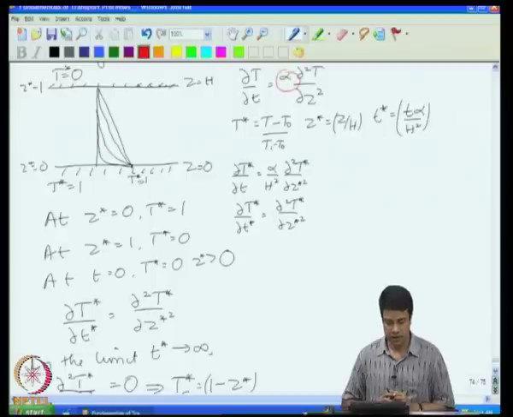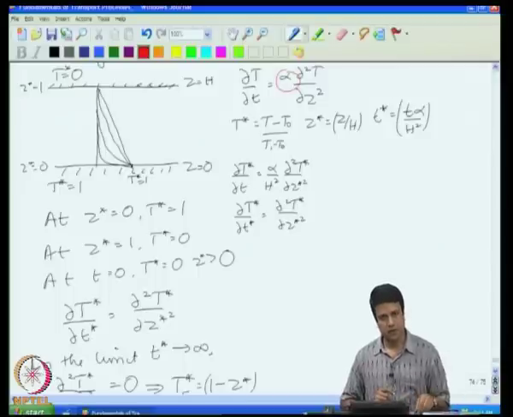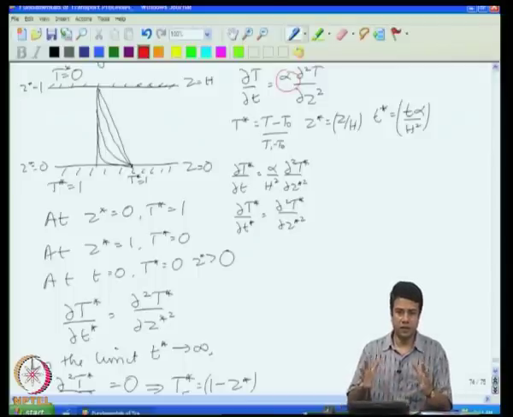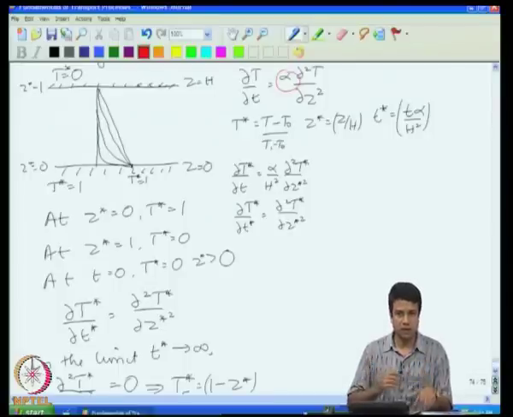T star was defined as t minus t naught by t 1 minus t naught. So that t star is 1 at the bottom and equal to 0 on top. Z star is z by h, it is 0 at the bottom, 1 on top. We are scaling everything in such a way that everything varies approximately in the range 0 to 1 throughout the entire domain, so that we do not have to worry about the actual dimensions in the problem.